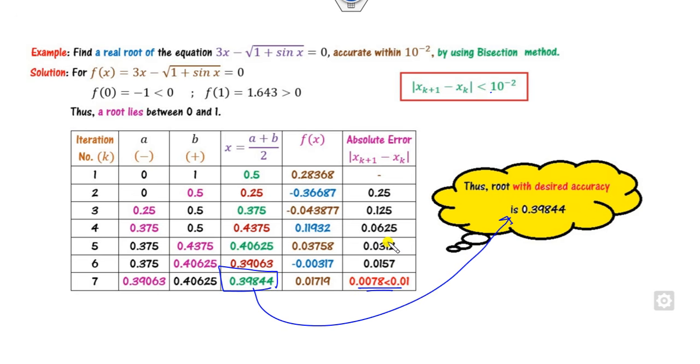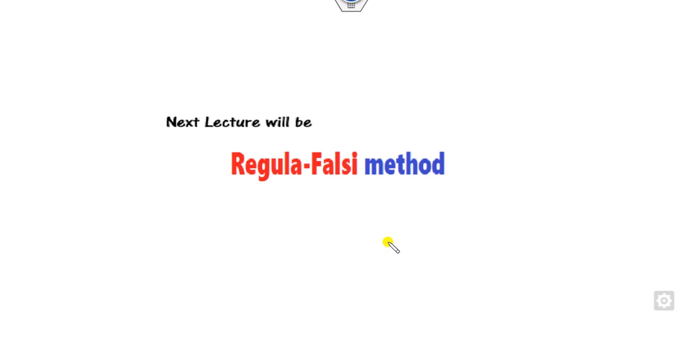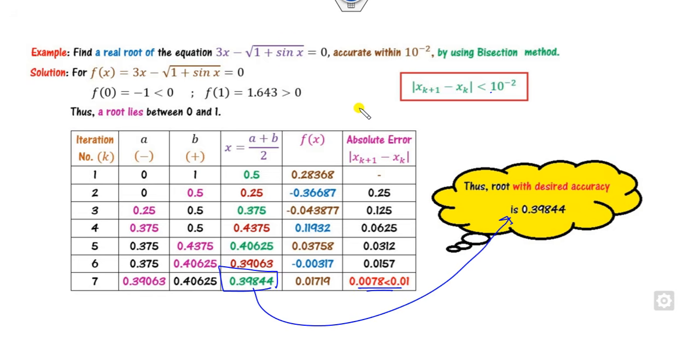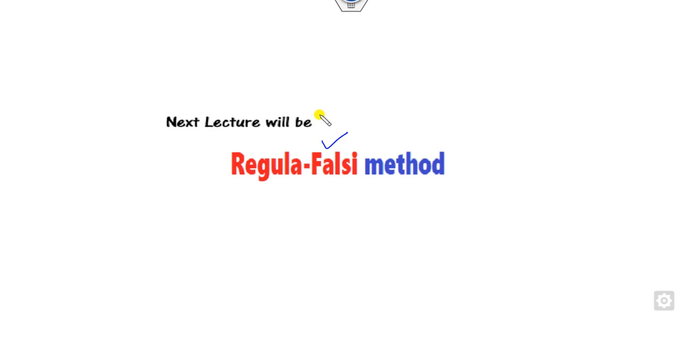So I hope you can simply understand the bisection method through the various examples. We will see the next lecture on the regula falsi method. Again we will see it with the help of a table in the easiest manner in our next lecture.